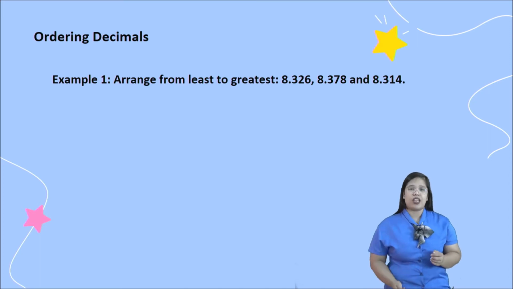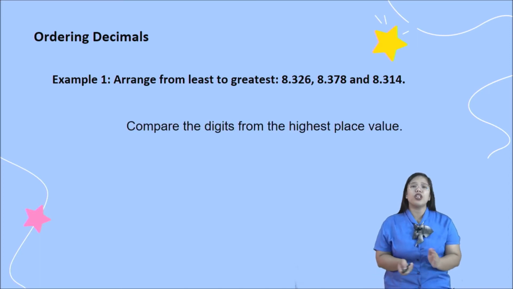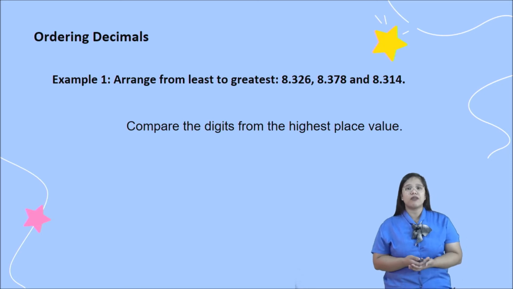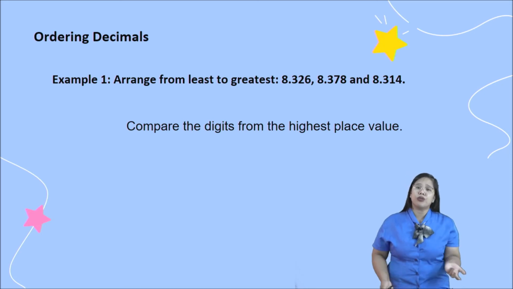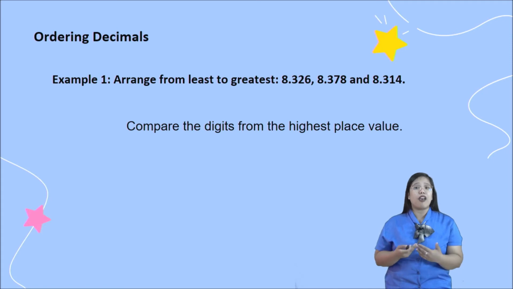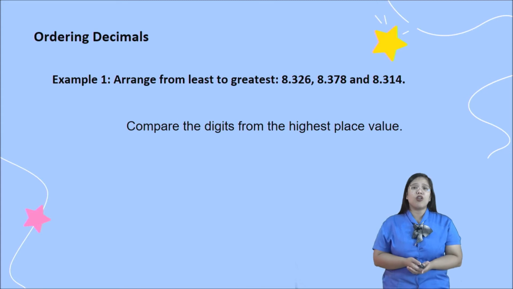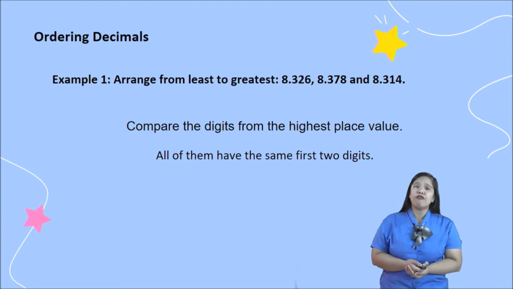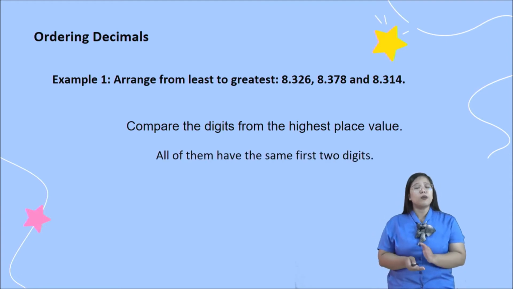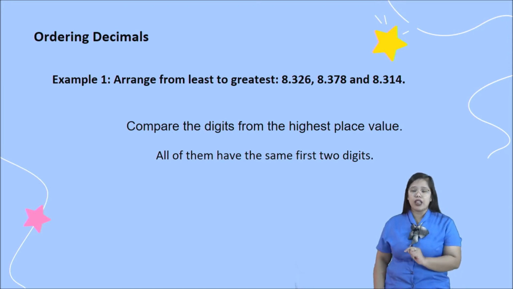First, we need to compare the digits from the highest place value. When we are talking about highest place value, kids, it means we need to look at the whole numbers. As you can see, they have the same digit, which is 8. And for the second digit, the tenths place, we also have the same digit, which is 3. So all of them have the same first two digits. So we need to proceed to the hundredths place, which is 2, 7, and 1.